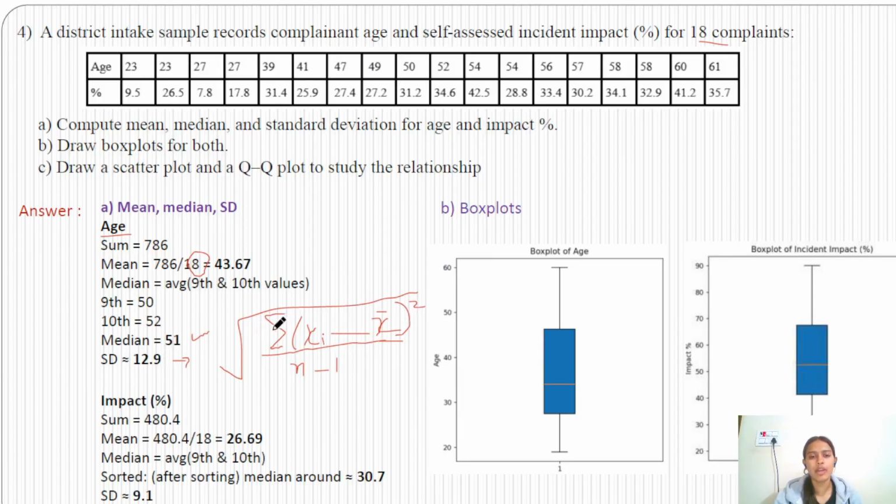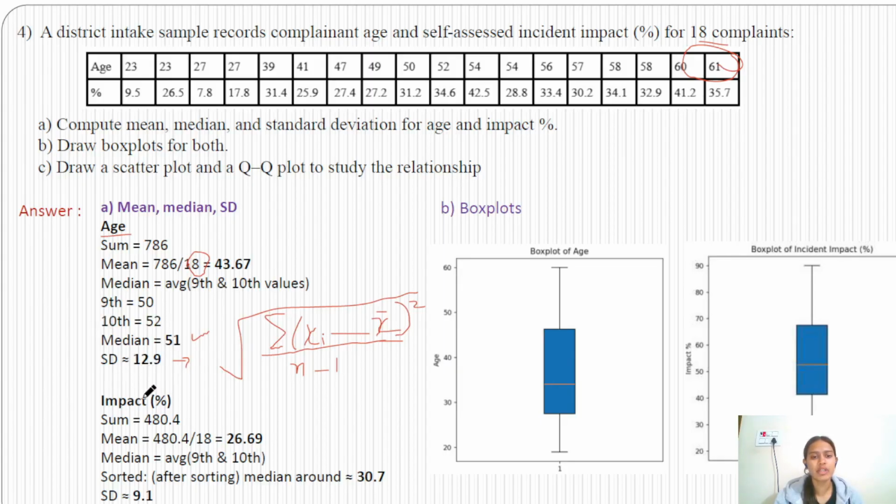What will happen above is we will sum, like first we will keep 23. 23 minus what is our mean? 43.67. So 23 minus 43.67, then plus again 23 minus 43.67, plus 27 minus 43.67, plus we will go to 61. So this is how we will calculate our standard deviation.